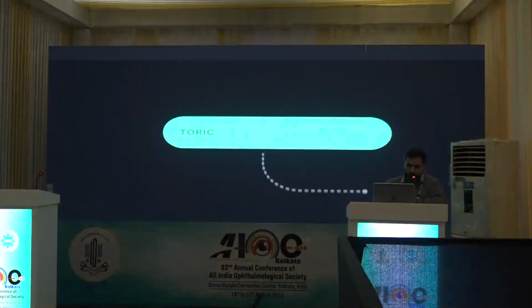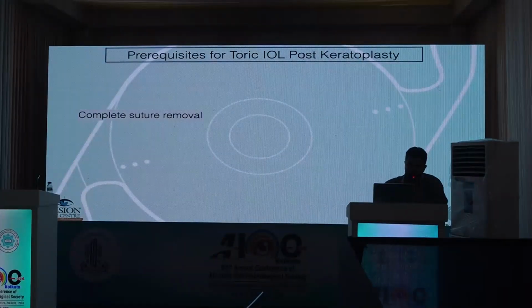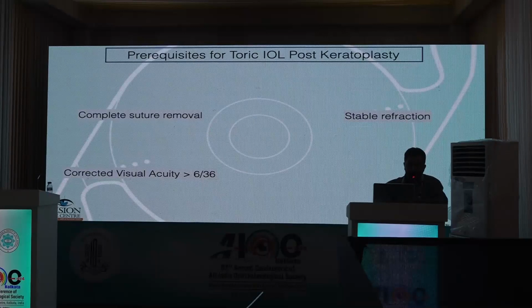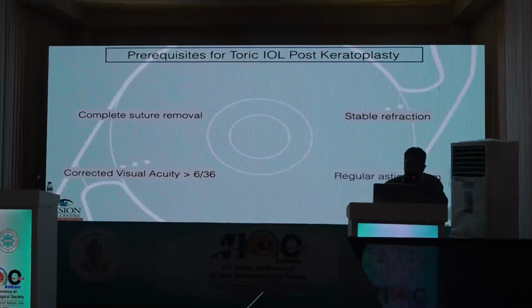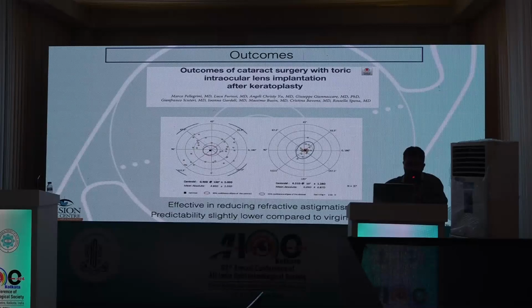So moving on to eyes that have undergone keratoplasty. The prerequisites here are that suture removal should have been done, the refraction should have been stable, and the visual acuity prior to the development of cataract should have been at least reasonable. Otherwise, there is no point in considering a Toric IOL in these cases. Also, the astigmatism should be regular to the extent possible. The outcomes of cataract surgery with Toric IOLs in keratoplasty are reasonably good. Of course, they are going to be lower than in virgin eyes, and that's been documented as well.